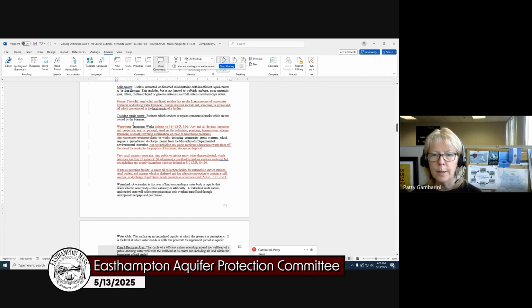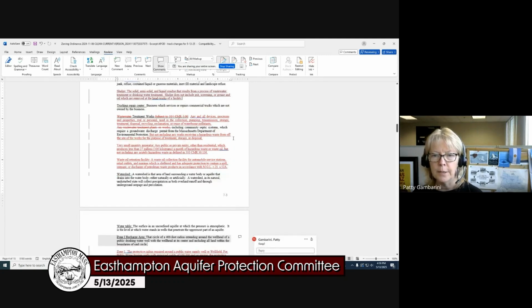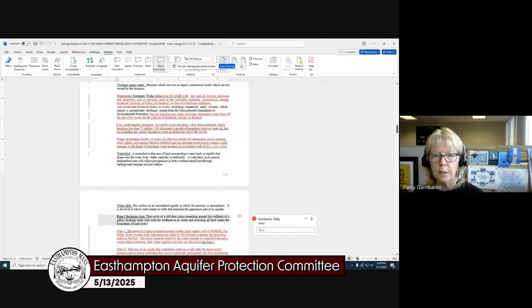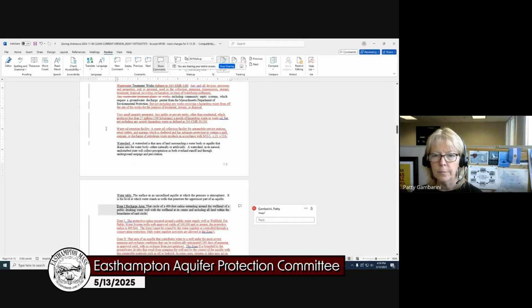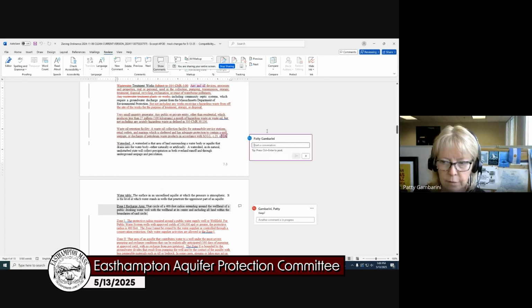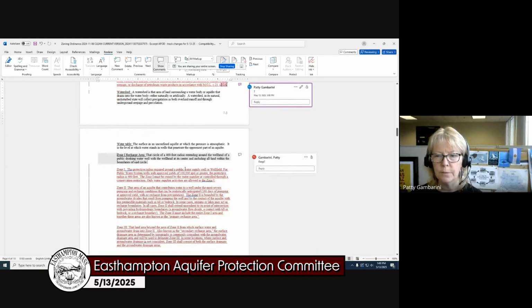And then some adjustments here. I think that's a Mass DEP change. Very small quantity generator. And I don't think there's anything. Like automobile service stations are not allowed in the R40 or R80. So that might be another one that we question.